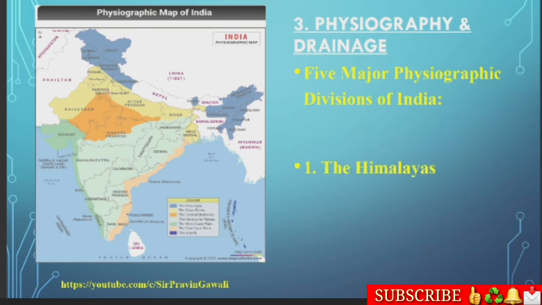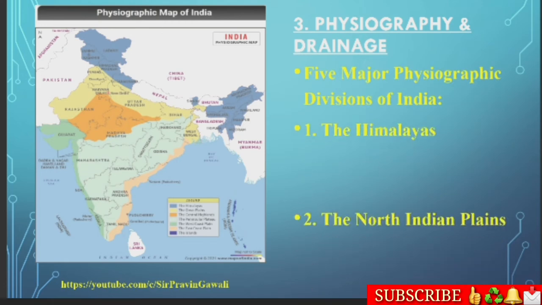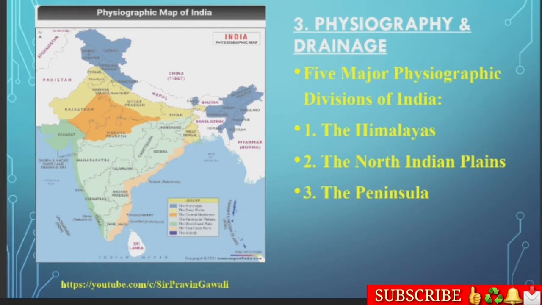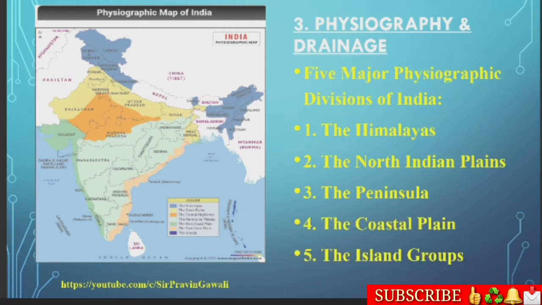Students, as India has 5 major physiographic divisions, that are the Himalayas, the North Indian Plains, the Peninsula, the coastal plain, and the island groups. In the same way, we are going to study the physiography of Brazil in this video. Okay, students, so without wasting time, let's get started with the physical features of Brazil.